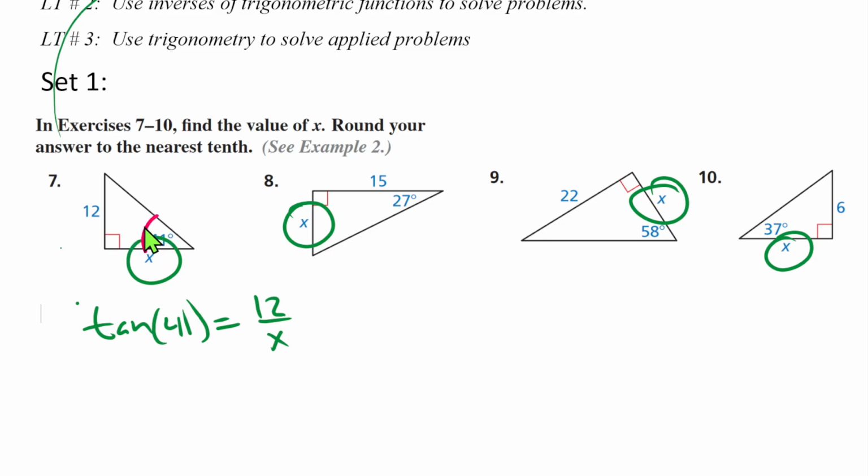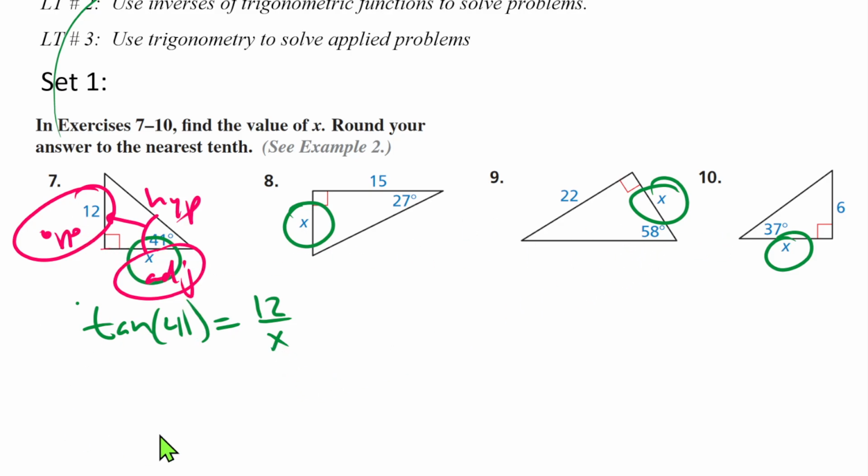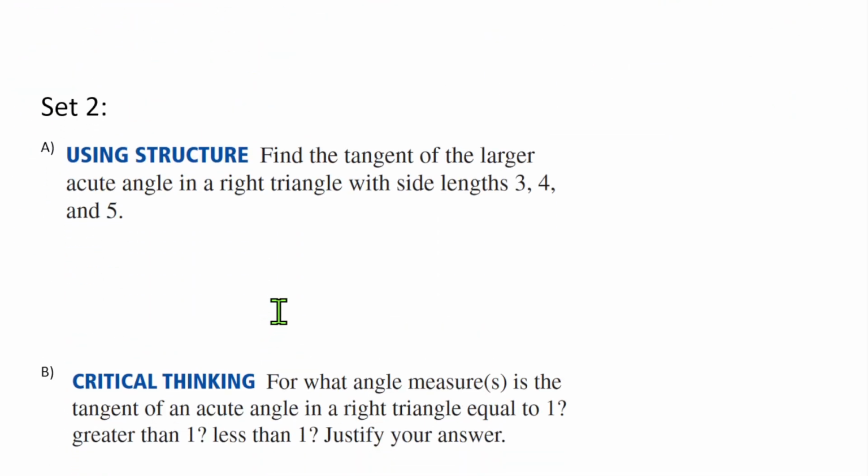here's our angle, go across to find the opposite, and this side is the hypotenuse, and then this side is the adjacent. So in all these problems, we're always dealing with opposite and adjacent for these four. And hopefully you're comfortable solving that. Please take a look at my Learning Target 1 video if you want to see how to solve problems like this.